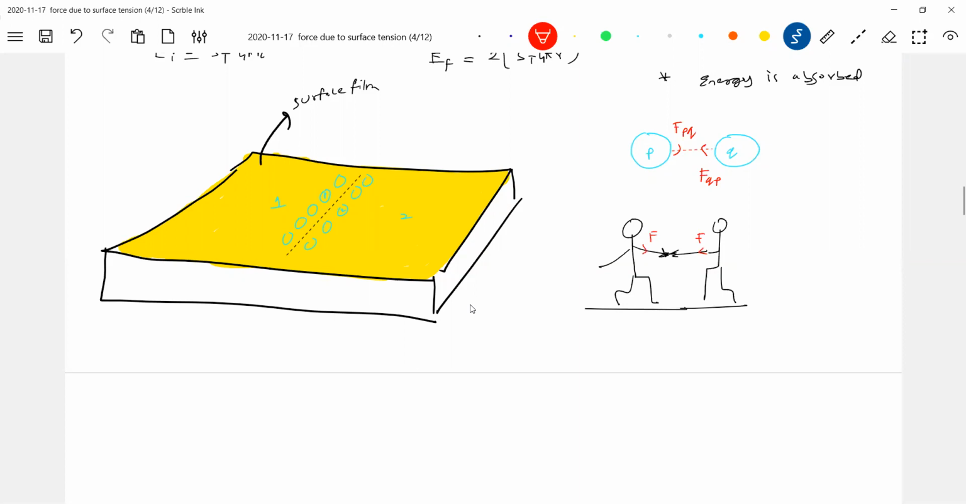So what is actually happening to the molecules? The molecules are trying to pull each other. And this is the layer, this is the layer that we have.